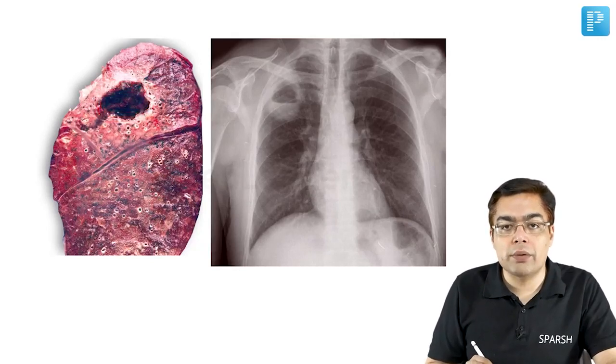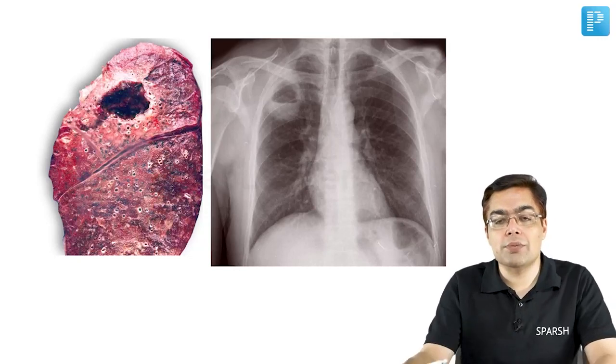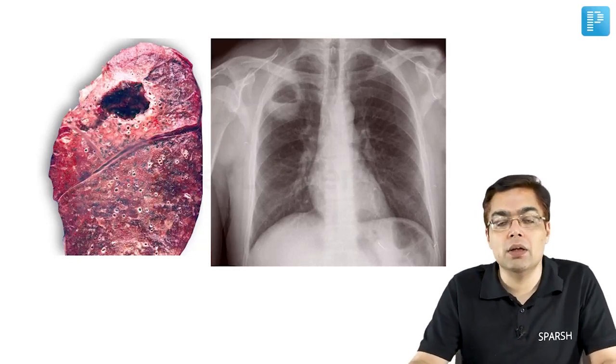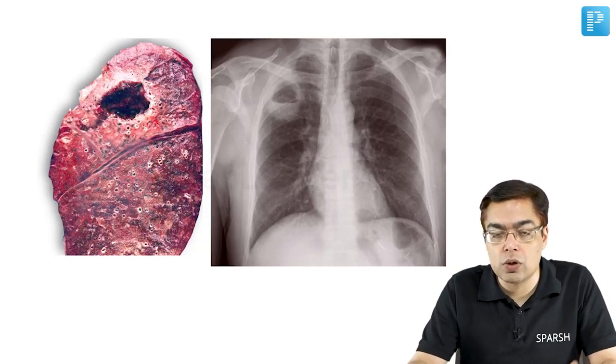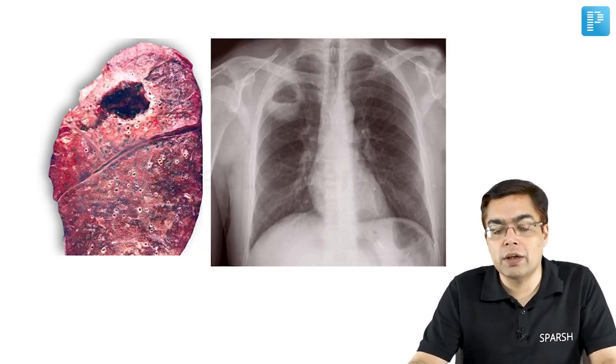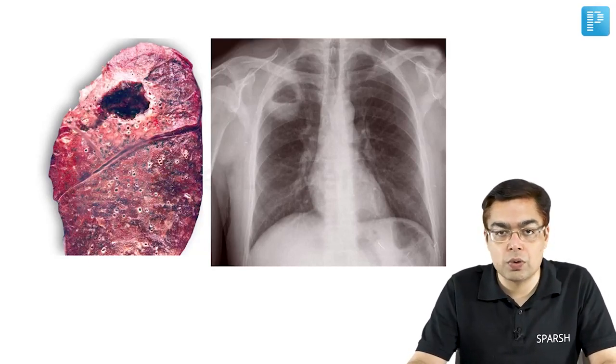This condition can also be importantly associated with certain types of organisms in isolation. Say for example, apart from the mixed flora, which is the commonest cause, we can talk about the development of a lung abscess in association with Staphylococcus aureus.